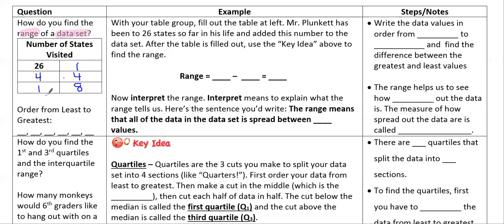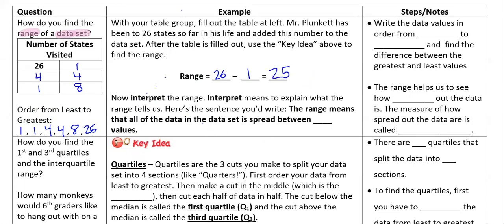Okay, we're going to order these data from least to greatest. Do you notice a trend here? Which measure of center do we have to order the data from least to greatest? Hopefully you said median. It's always a good policy to order data from least to greatest. So 1, 1, 4, 4, 8, and 26. How do we find the range? The difference between the greatest and least values. Well, the greatest value is 26. The least value is 1. So our range is 25.